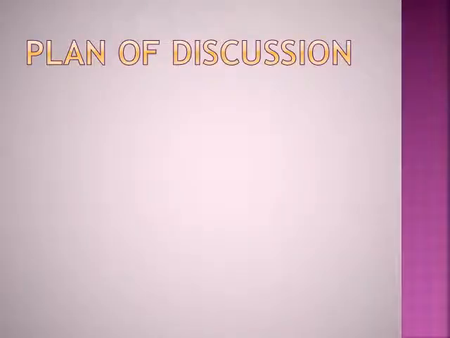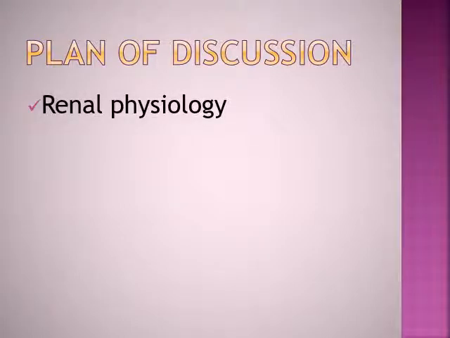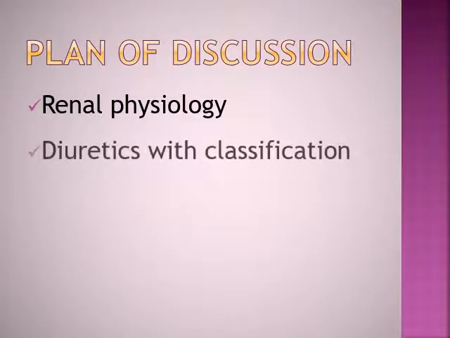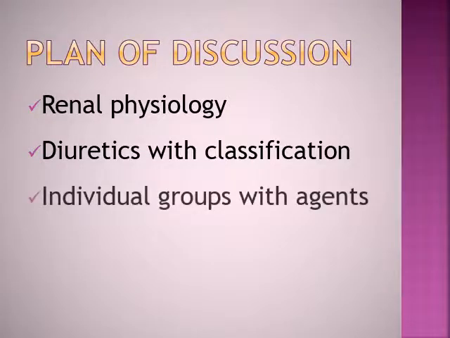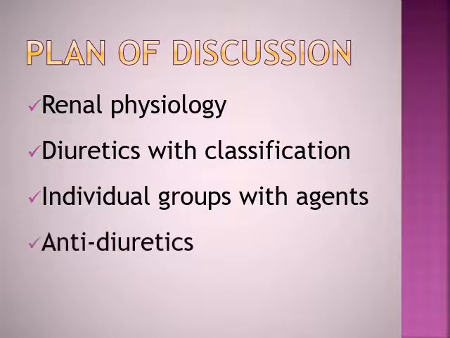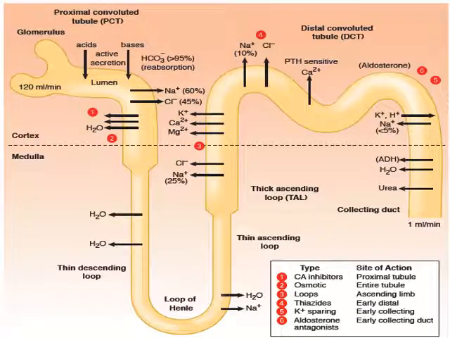So what will be our plan of discussion? First, I will be discussing renal physiology. Then I will be defining diuretics along with their classification. There are different ways to classify diuretics and we will be seeing them. Then I will be taking individual groups along with important agents pertaining to that particular group. And lastly, I will be discussing antidiuretics, that is the opposite of diuretics. So let us start with the renal physiology.